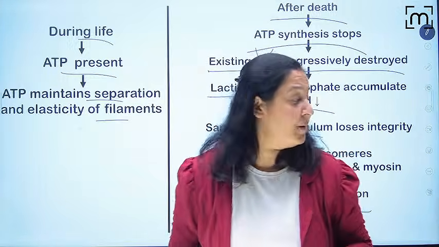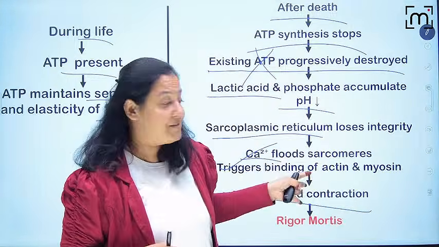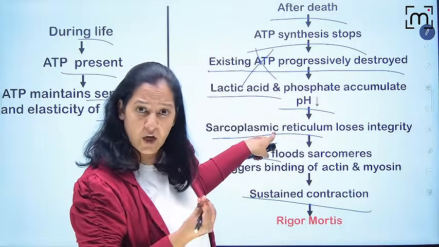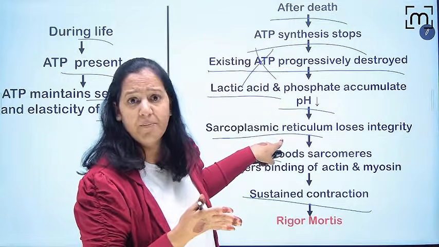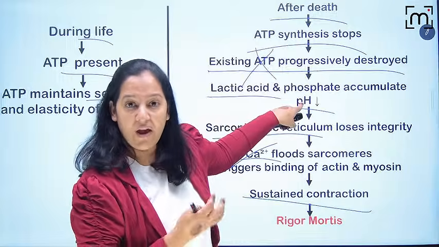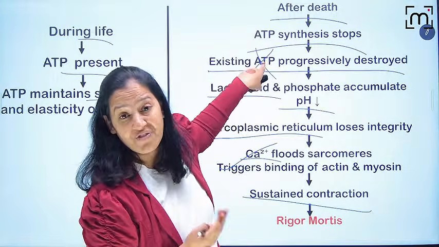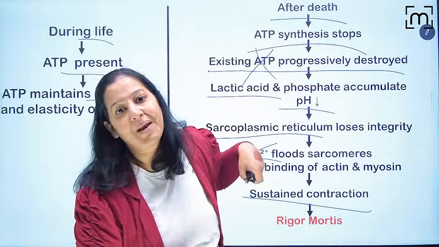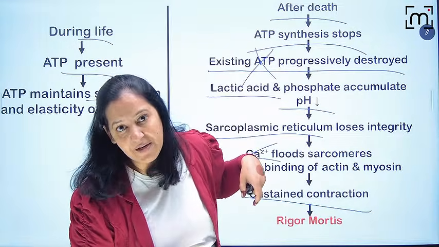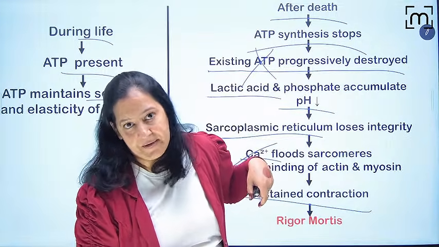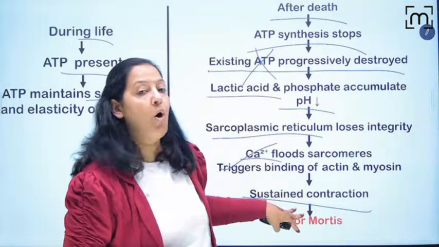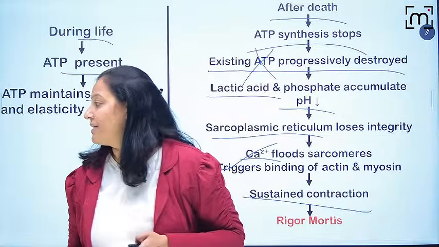Why is there calcium? You have to understand that also. Calcium is due to rupture of the sarcoplasmic reticulum. Why is the sarcoplasmic reticulum rupturing? Because of fall in pH. Why fall in pH? Because of lactic acid generation. Because there is no ATP, the body is trying to generate it with anaerobic glycolysis. So lactic acid generation is causing a fall in pH in the cell, in the myofibril. This is how constant contraction takes place, which is known as rigor mortis.